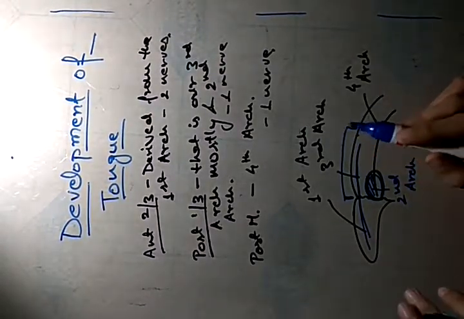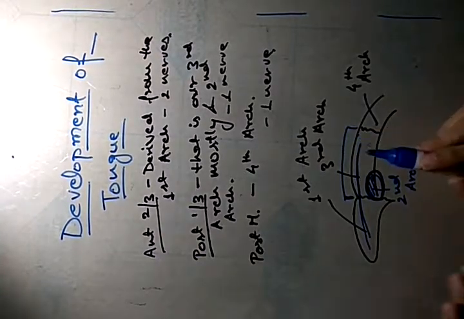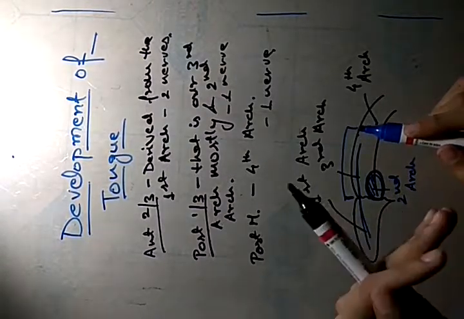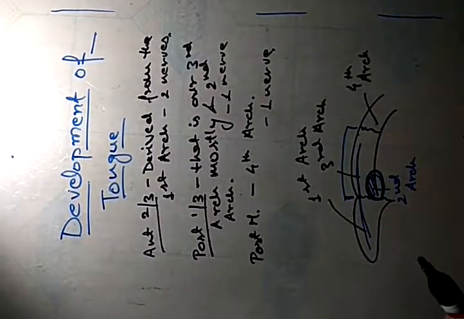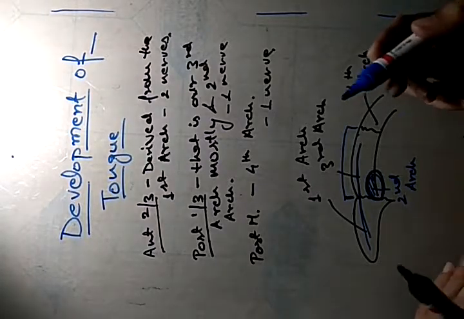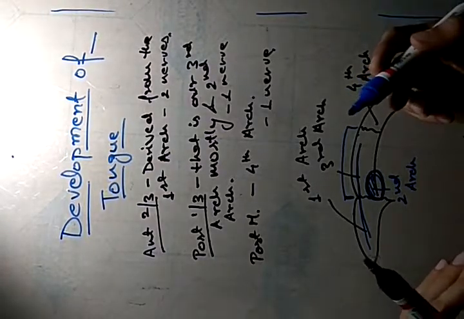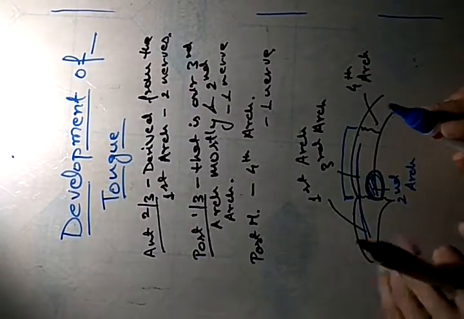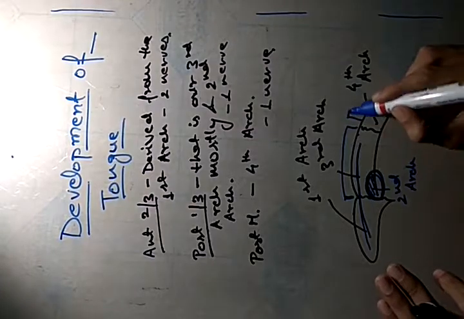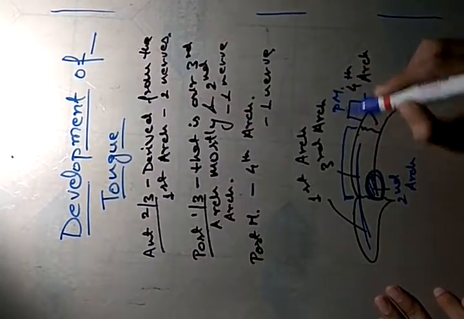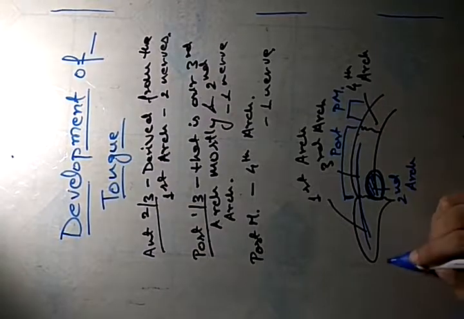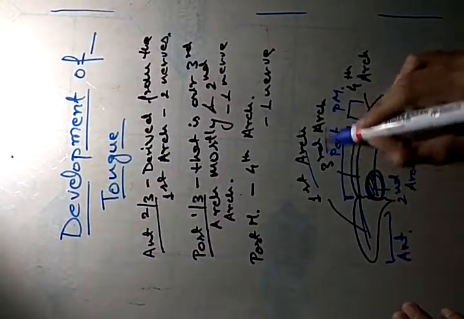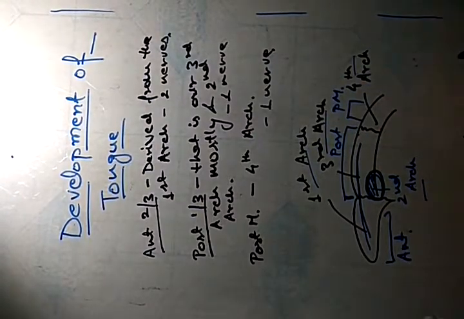So the answer that posterior 1/3 is made of third arch is not wrong, but it is made up of third arch which has overlapped our second arch and united with the first arch, and second arch lies beneath is also a correct but complete answer. Fourth arch is here, posterior most, our PM. This is posterior part and this is our anterior 2/3 part. So first arch, third arch, second arch, fourth arch.